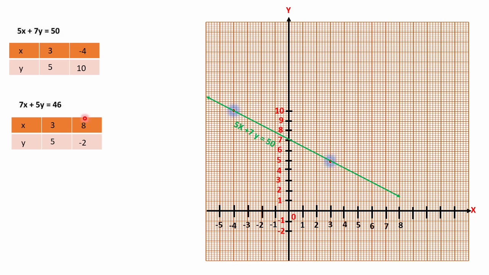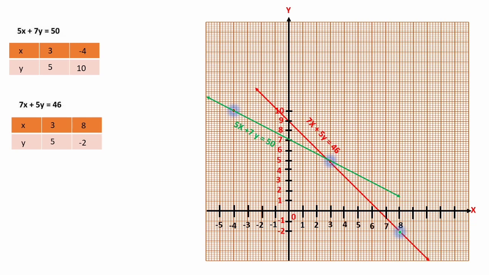Next is 8, minus 2. X value is 8, y value minus 2. You have to go down. So this is the point you have to mark. Then this is our 1 point, and this is the second point. By connecting these two, just draw the line and label the equation 7x plus 5y is equal to 46.